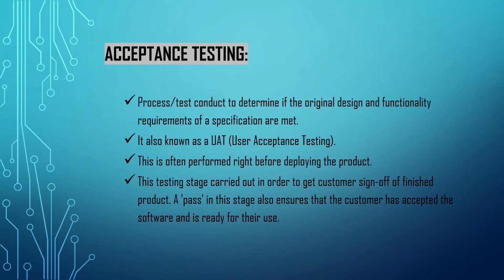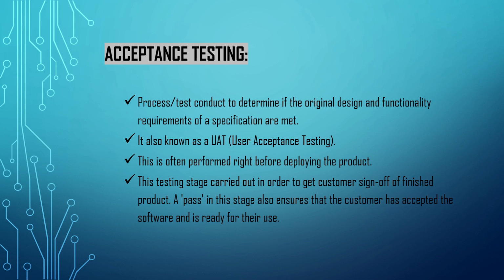Okay, now let's jump into user acceptance testing, which is the last one for this session. What I'm talking about is acceptance testing, which is also known as UAT, user acceptance testing. Here the process is to determine if the original design and functionality requirements of a specification are met, and you are testing from the user's perspective: what the user expects, and how the system is behaving.